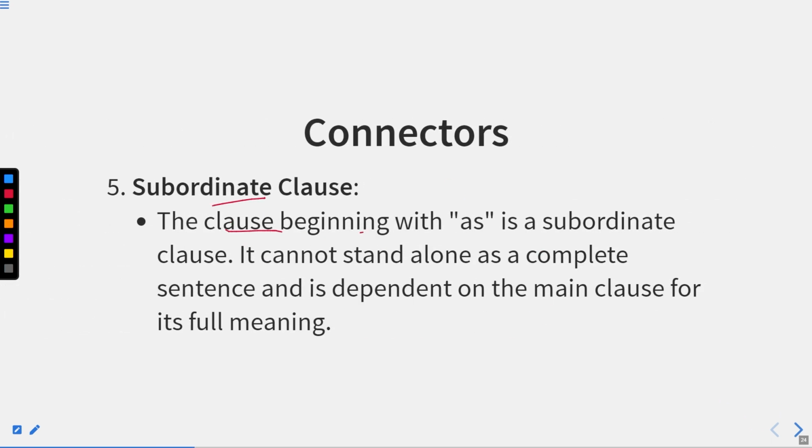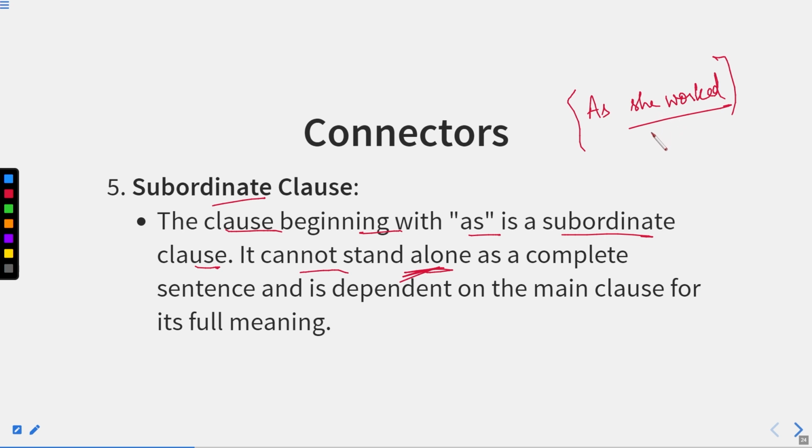Subordinate clause. The clause beginning with "as" is a subordinate clause. It cannot stand alone. One most important thing about identifying a subordinate clause is that it will not stand alone. For example, if I say, "as she worked," this is not a complete sentence. It will be like a phrase.